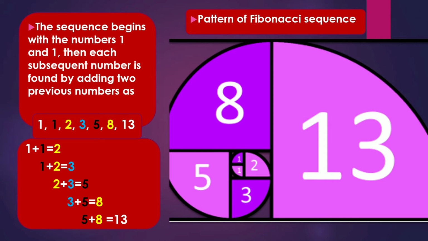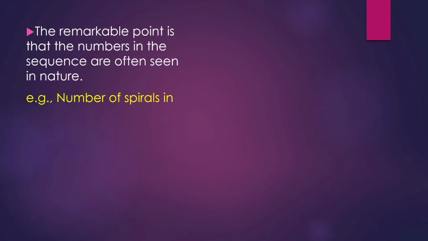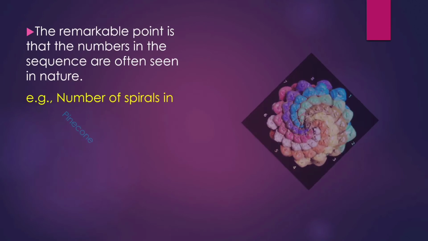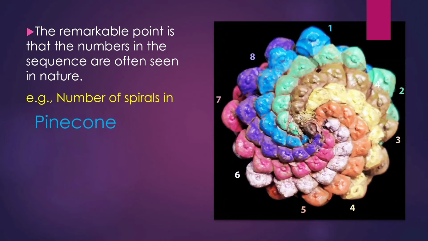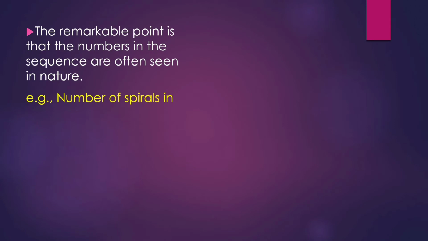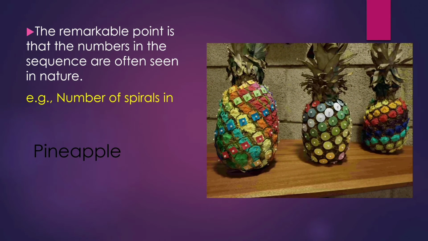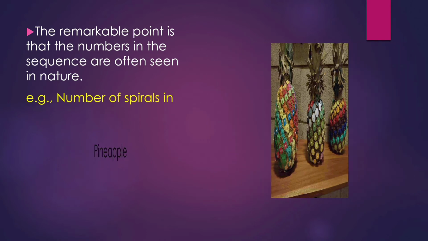Isn't it interesting? Yeah, it's so interesting. The remarkable point is that the numbers in the sequence are often seen in nature, even in the spirals in a pine cone. You can see here are 1 to 8 spirals, 1 2 3 4 5 6 7 8. Even in the fruit pineapple, you can see the amazing pattern on the shell of the pineapple.